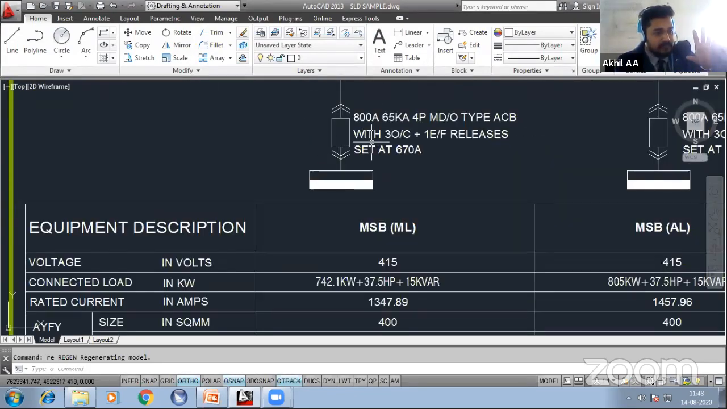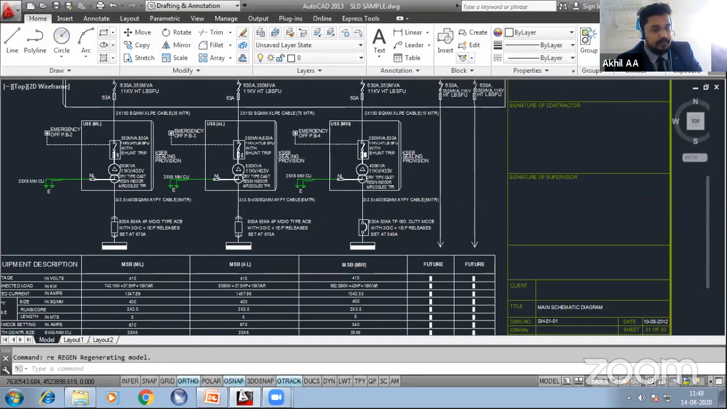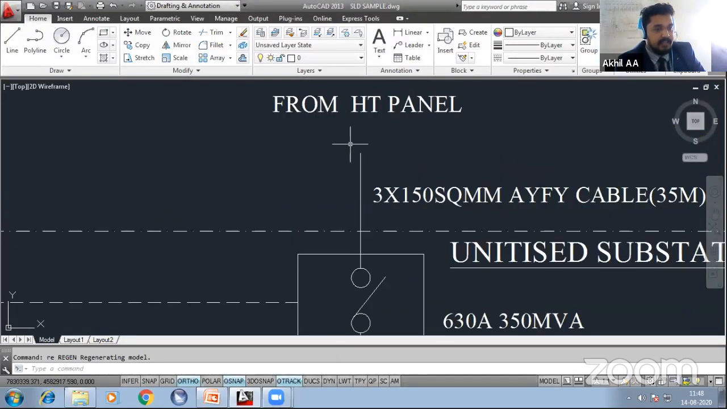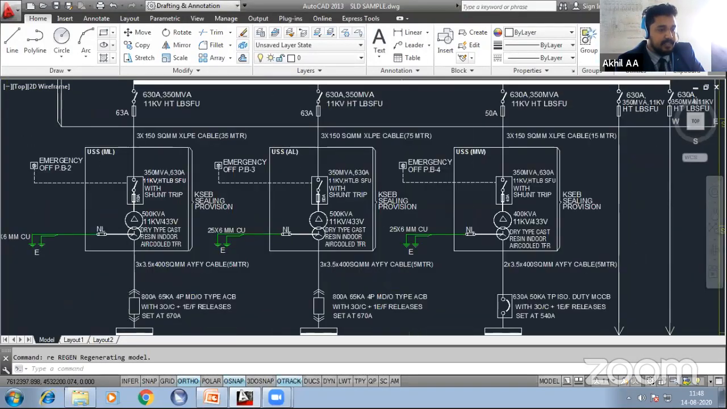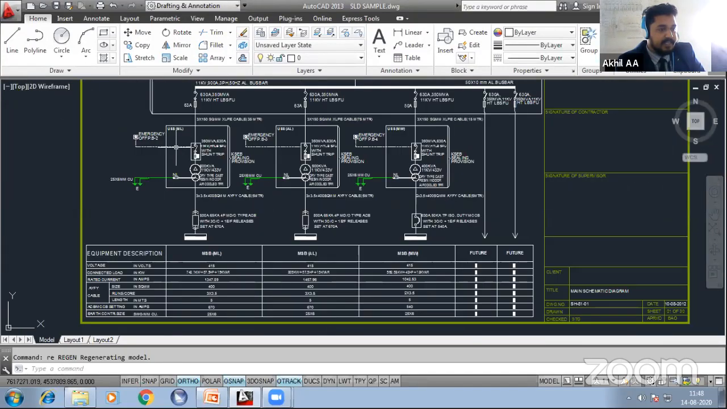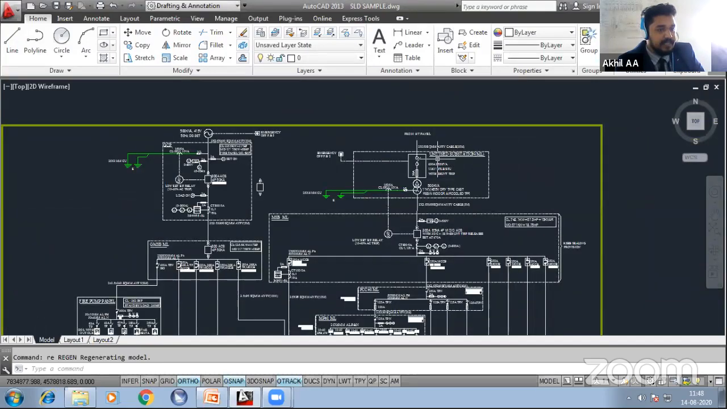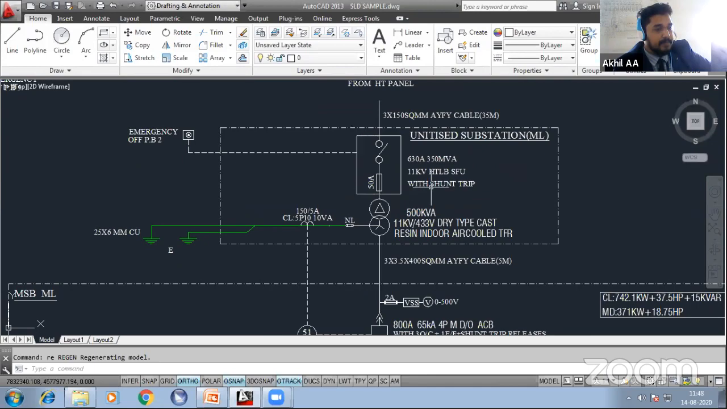From this diagram, you can see only the flowchart from the 11 kV panel to the main panel. You have to elaborate this again, from the main panel to the sub panel, then to the final distribution board. So this continues. You can see it is represented as unitized substation ML, and again unitized substation ML is represented here. To elaborate it again, we have represented it again here.